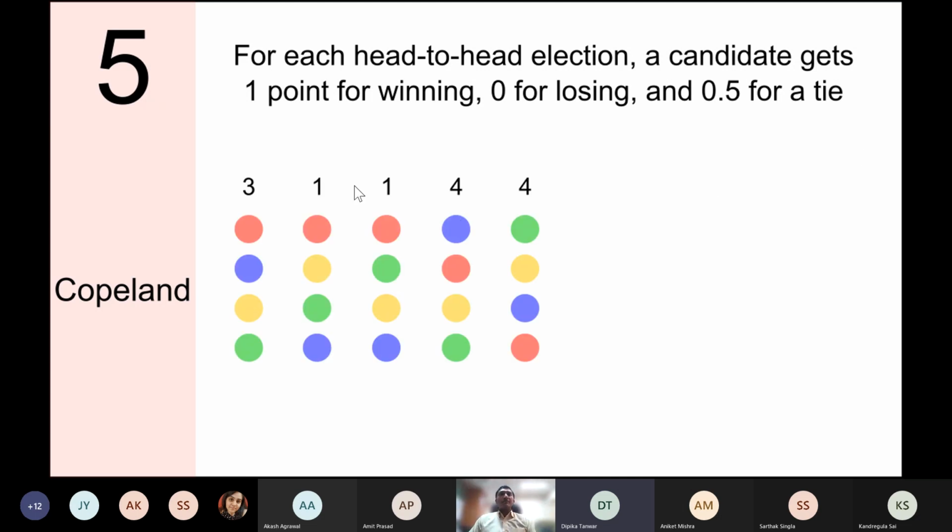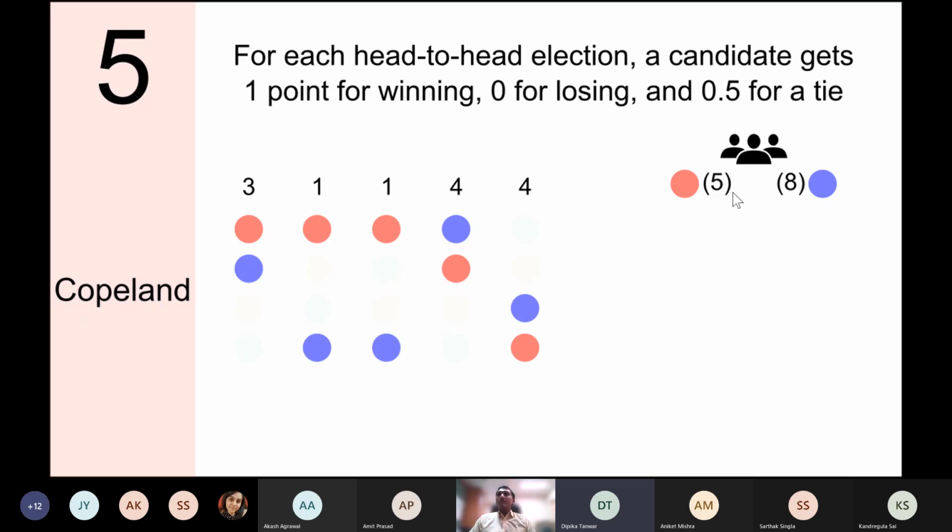So suppose I have an election like this. Let's look at the head-to-head between red and blue. Okay. So right now 3 + 1 + 1 or 5 voters prefer red, and 8 voters prefer blue. Okay. So it's a 5 to 8, which means blue wins this head-to-head, and that means it gets 1 Copeland point. Okay, red gets nothing. Right?